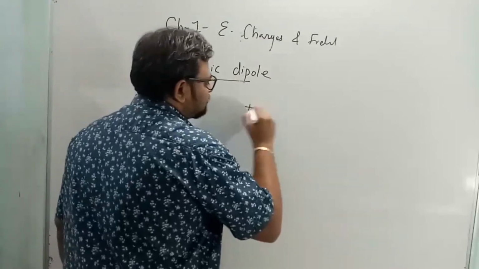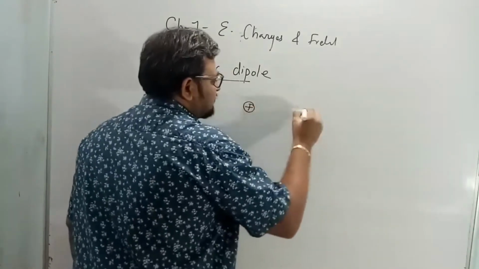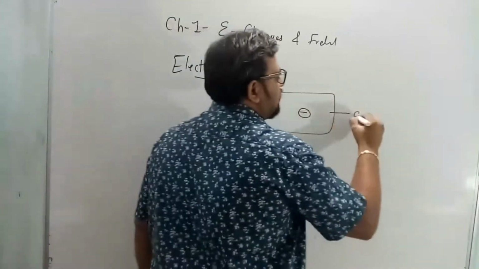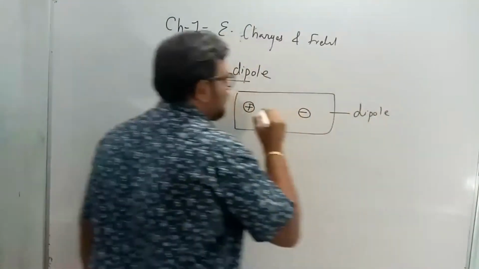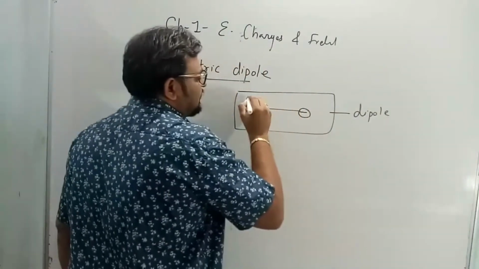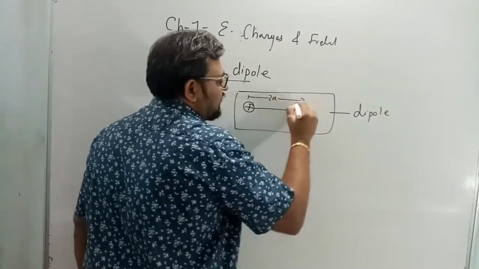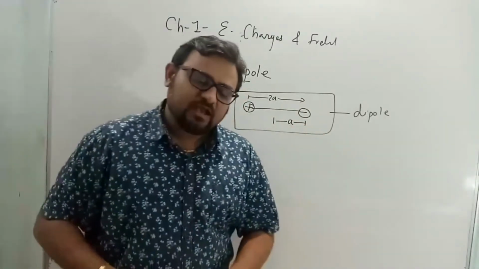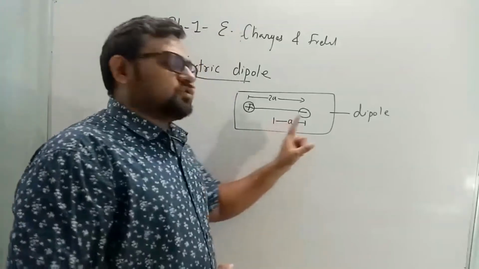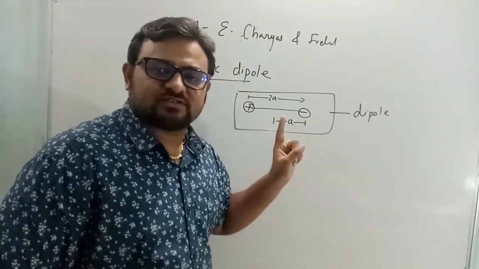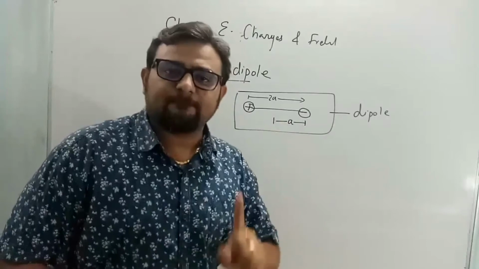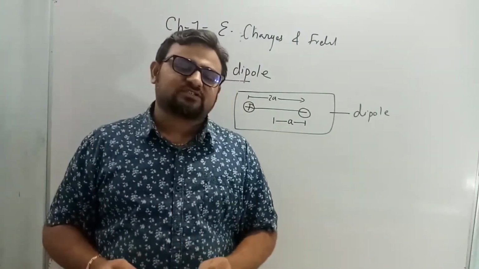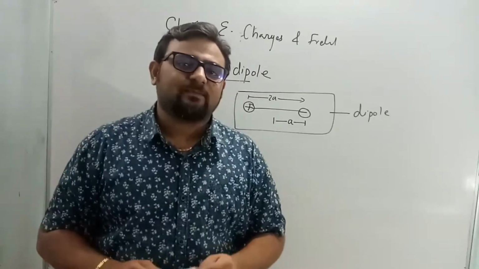So this system is called a dipole. The distance between them is 2a. From the center we can say it as a. Now remember, both these charges must have the same magnitude. Clear? Both these charges must have the same magnitude.